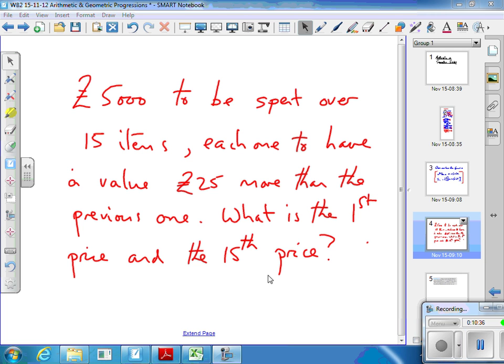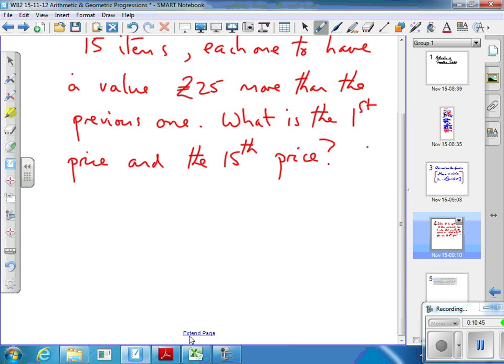So what do we do? Suggestions? Okay, so at the start point, write down what we know. We know d is £25. No, you're right, we don't know a. What else do we know though? We know the sum, right? We know the sum is £5,000. Because there are 15 items, by definition we know n is 15. It's the number of items we've got.